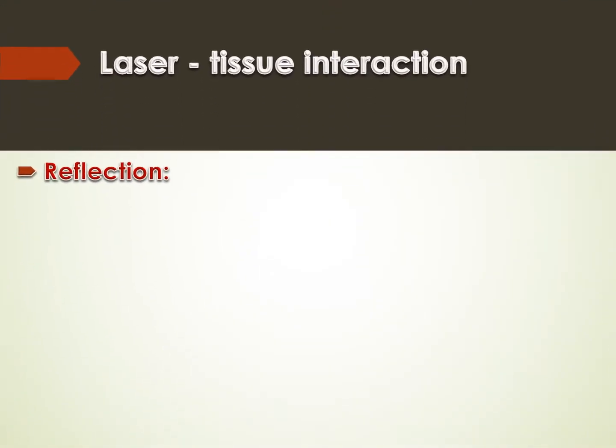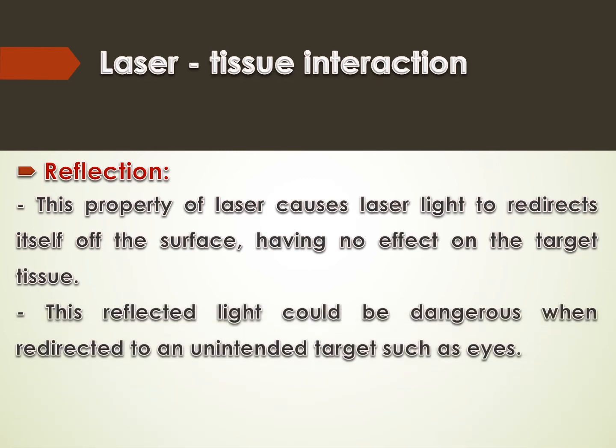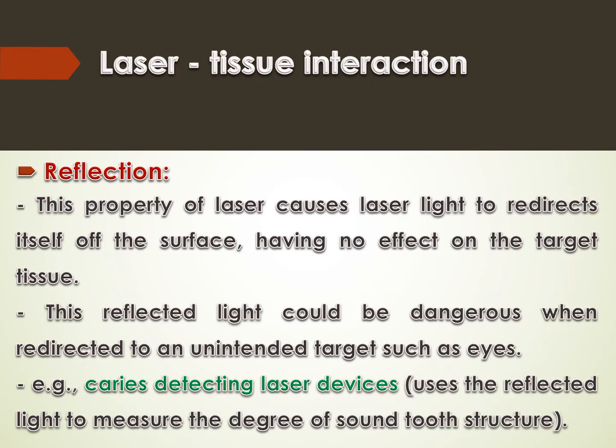Reflection: this property causes the laser light to redirect itself off the surface, having no effect on the target tissue. This reflected light could be dangerous when redirected to an unintended target such as the eyes. For example, the caries-detecting laser device uses this property to measure the degree of sound tooth structure.